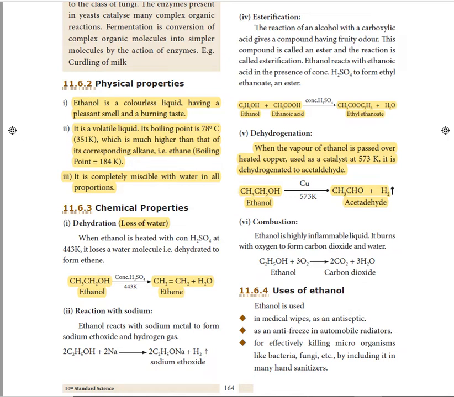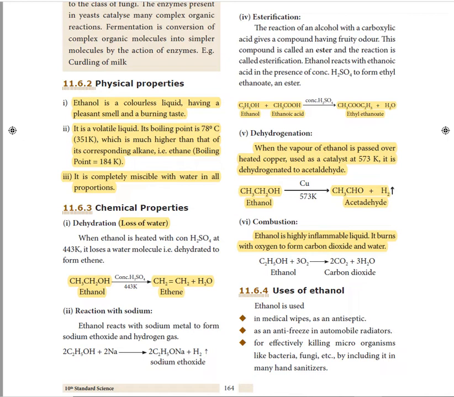Lastly, combustion. Ethanol is a highly inflammable liquid. It burns with oxygen and gives us carbon dioxide. So among all these equations, the very important ones are oxidation and esterification. In oxidation, alcohol is converted into acid. In esterification, ethanol gets converted into ester.